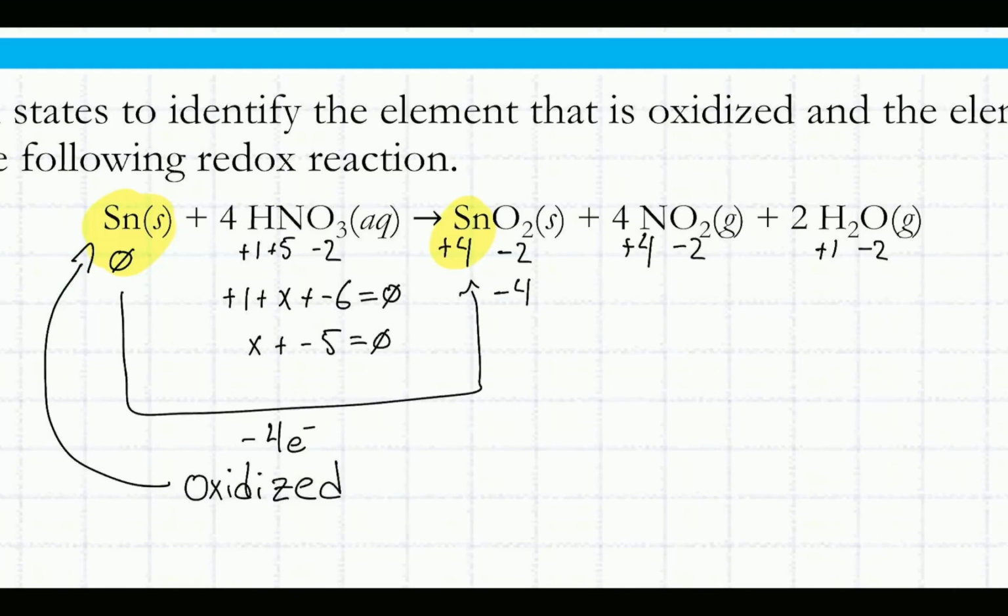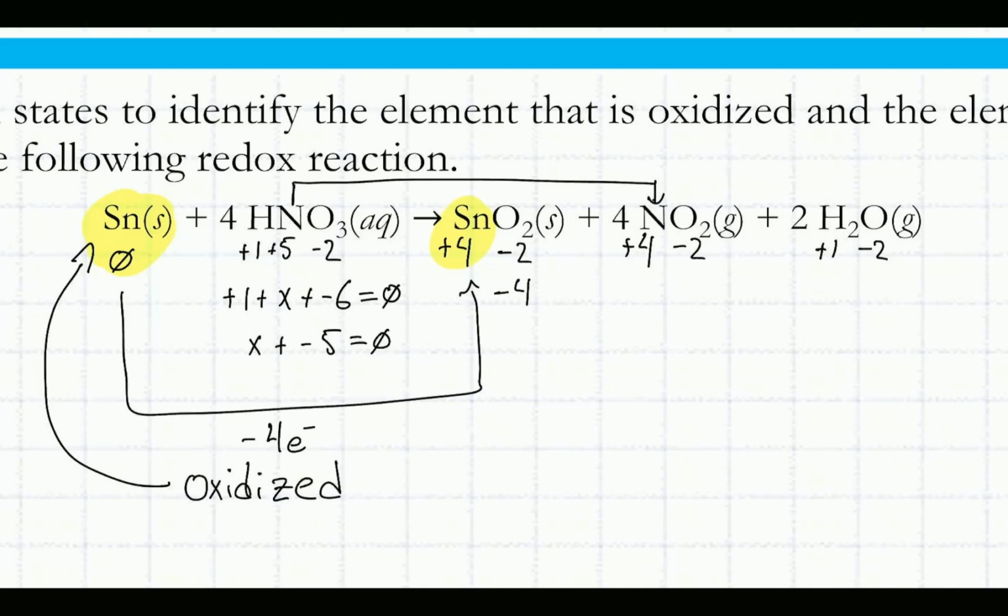What else is changing oxidation state? Yeah, the nitrogen is the one that changes. Goes from a +5 to a +4. But if we just check, hydrogen's +1, still +1. Oxygen there is -2. And then everywhere that it is in the products is still -2, so the oxidation state of oxygen doesn't change. So nitrogen is the other one.